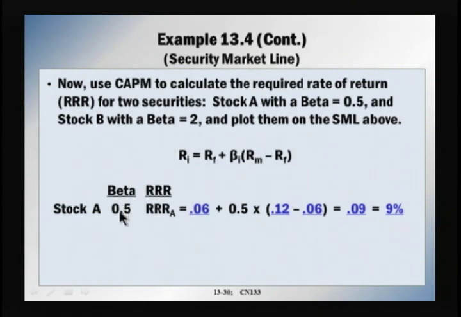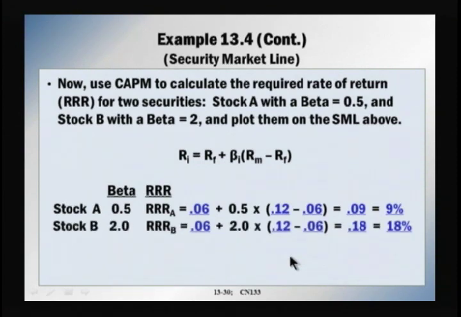For stock B that has a beta of 2, we plug in the beta of 2 here and multiply that by the market risk premium, and we'll see that the risk premium is 2 times the 6% market risk premium, or 12%, added on to the risk-free rate of 6%, giving us our required return of 18% for stock B that has a beta of 2.